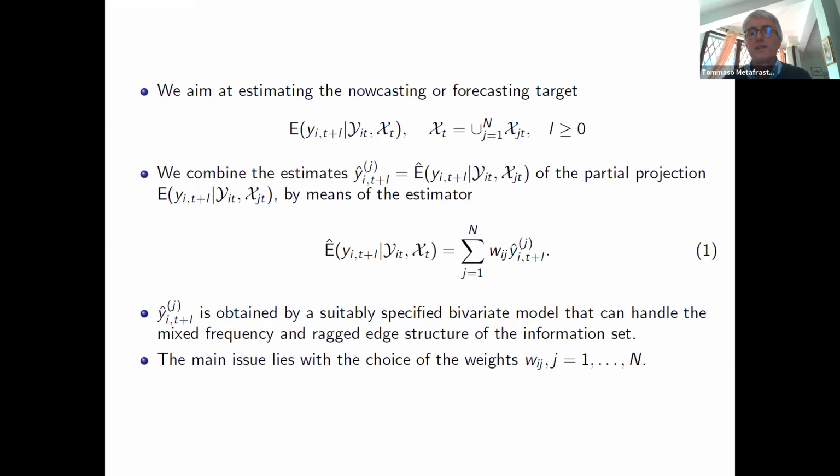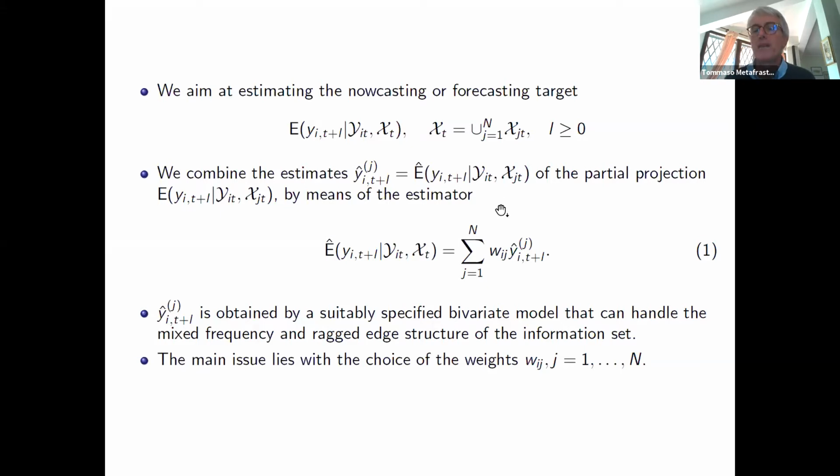Now, how do we do this? We combine the partial projections, obtained using one indicator at a time, which we denote by this symbol. I will say that this arises from a bivariate model. So we consider all the possible projections carried out one indicator at a time.